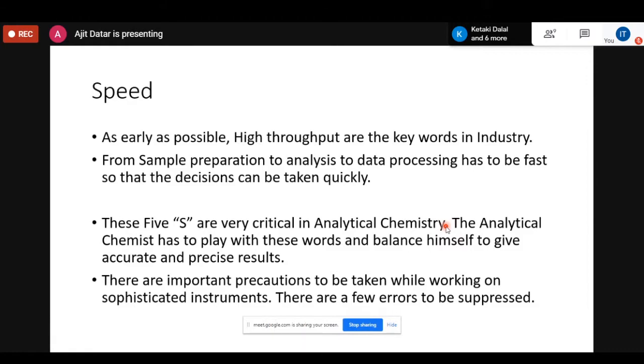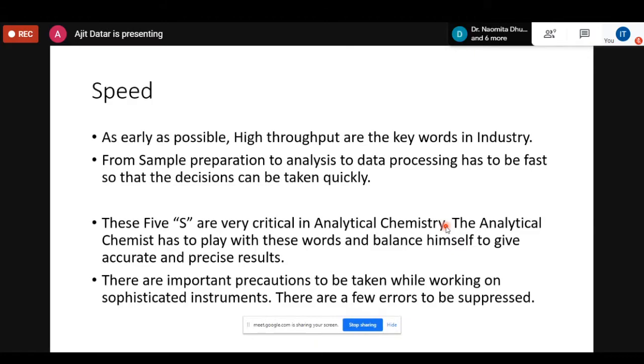And this high throughput is required right from sample preparation to analysis to data processing. All this has to be very fast so that the decisions can be taken quickly. These 5 S are very critical in analytical chemistry, and that is why I call them very significant, and one has to understand the importance of these 5 S. The chemist has to play with these words and balance himself to give accurate and precise research.